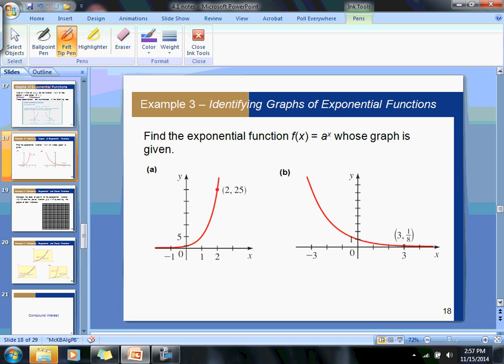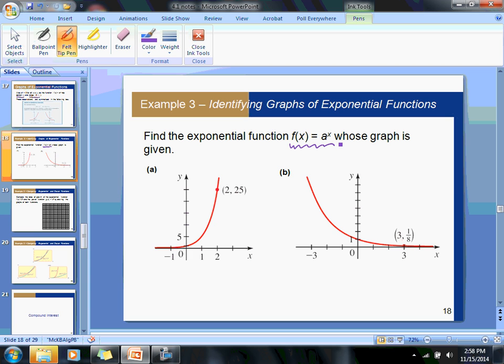Now for example 3, this is kind of cool. This is how you can take a graph and find the exponential function for that graph. So basically, we have some exponential function. It's going to be f of x equals a to the x. They want us to figure out what the a is. So they want us to figure out, is it 2 to the x? Is it 3 to the x? Is it 1/2 to the x? Or 1/3 to the x?